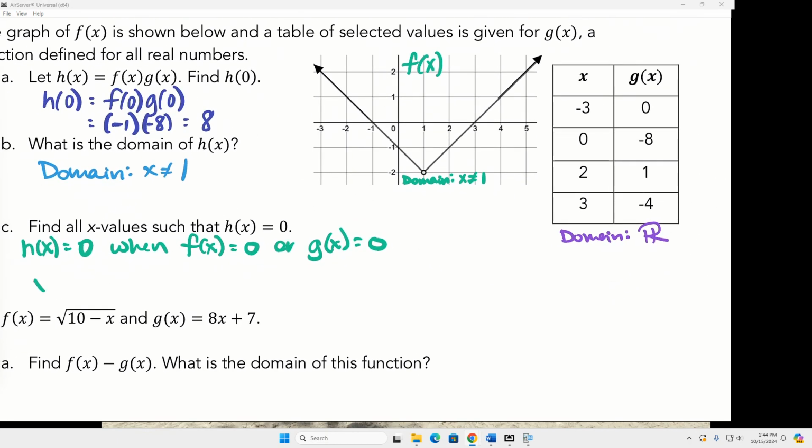All right, when does f of x equal 0? What x values make f of x equal to 0? There's 2 of them. They're zeros or x-intercepts. Negative 1 and 3. When is g of x equal to 0? What x value makes g of x equal to 0? Negative 3. Right here.